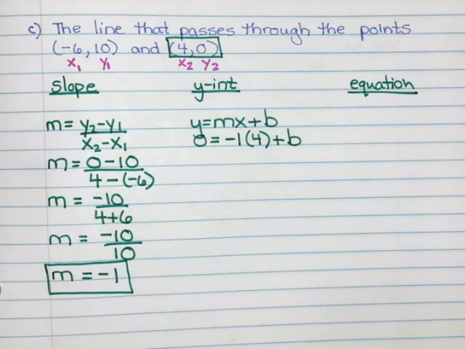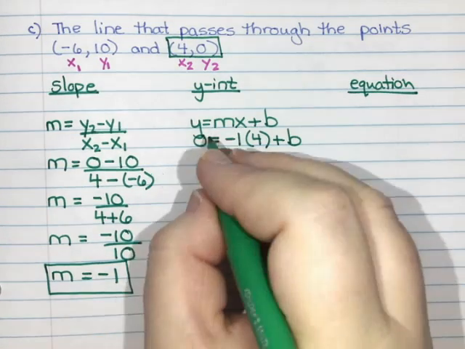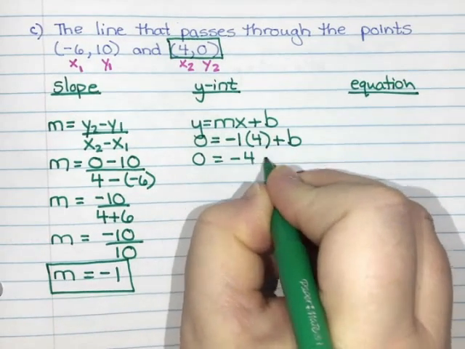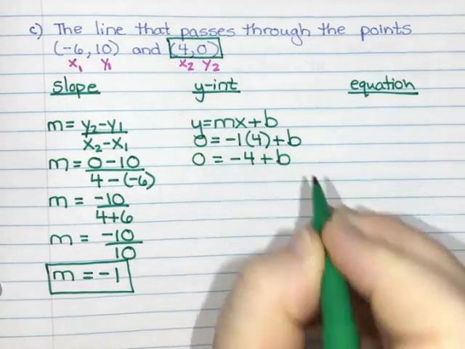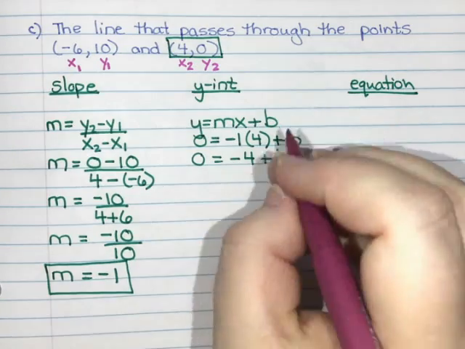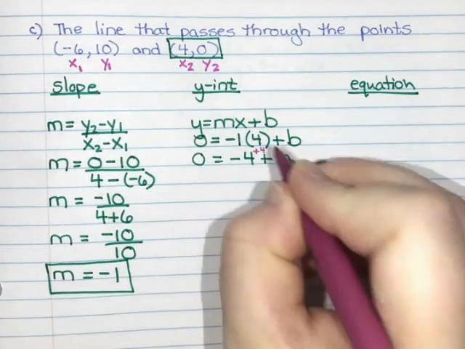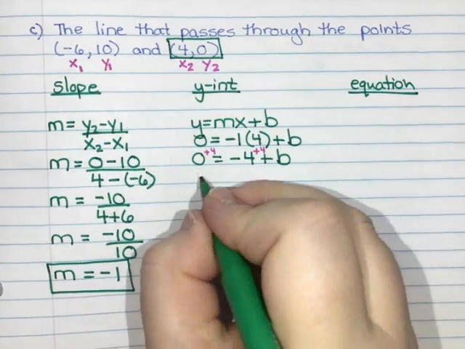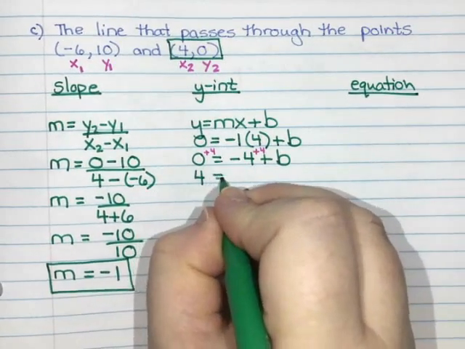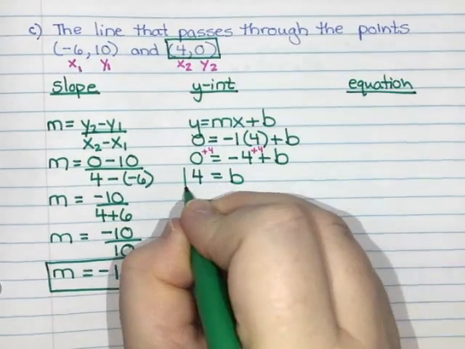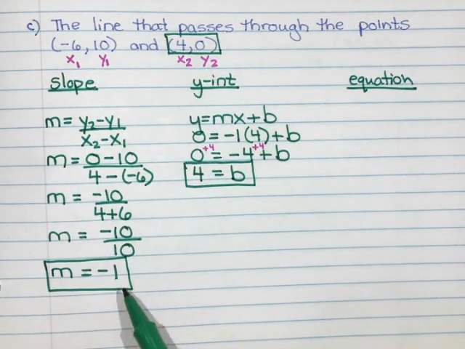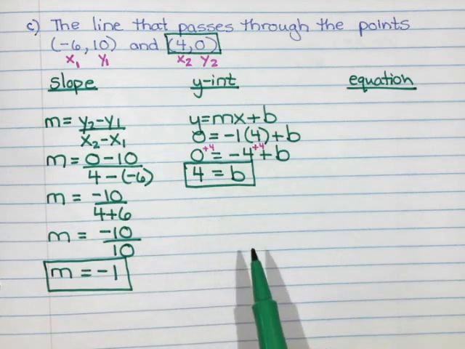So I have 0 equals -1 times 4 plus b. So -1 times 4 is -4. And then we want to solve for b by adding 4 to both sides to get 4. It is so much less work when you don't have a fractional slope. Okay, so we have a slope of -1. We have a y-intercept of 4.